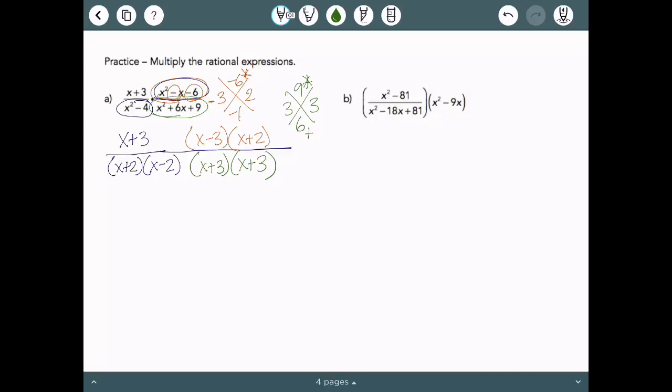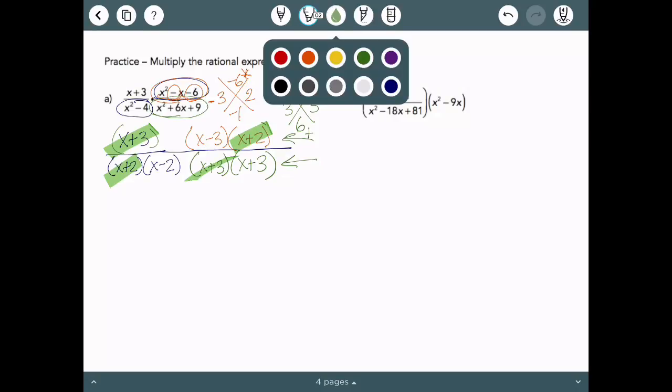Notice all of these things are on the same line. I have my numerators with numerators, so that's my top part here, and denominators with denominators. If something is the same on the top and the bottom, I can cancel it. So I'm going to cancel my x plus 3 and my x plus 3, my x plus 2 and my x plus 2, and I don't have any remaining matching factors.